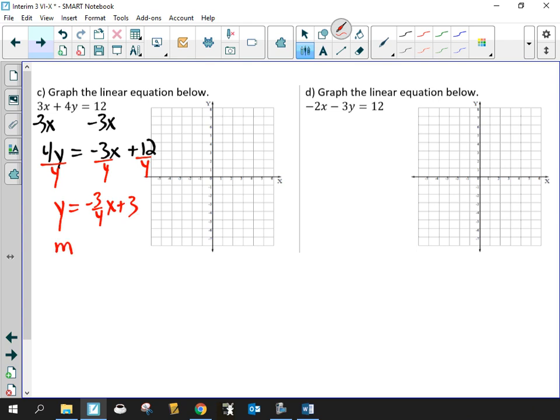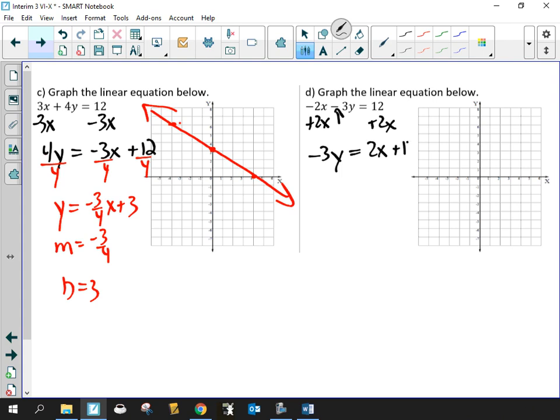Now I know that my slope is -3/4. I know that my y-intercept is 3. And there's my line. Remember, lines with negative slopes go down. Here it's the same thing. I'll add 2x to both sides, and I'll get -3y equals, don't forget the negative, a lot of people do, 2x plus 12. And I divide everything through by -3, and I'll get y equals -2/3 x.